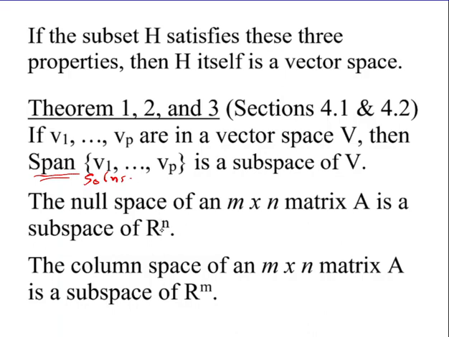The null space is always going to be a subspace of Rn, just going back, again, to the review, and that represents the number of columns that you have. And the column space is going to be a subspace of Rm, the number of rows that you have, the rows that exist in A.